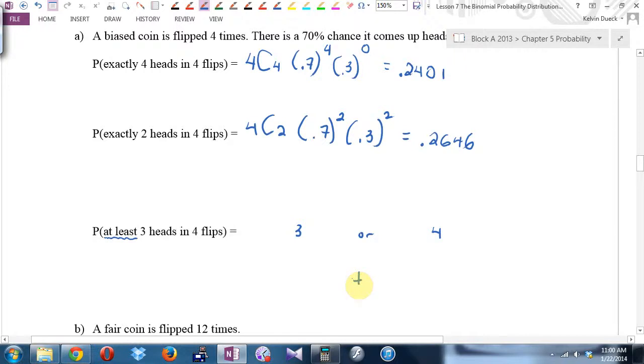Now, four I already did up here. Yes? So I'm just going to drop the 0.2401. Yay! Three is going to be four flips, choose three. 0.7, three of them. 0.3, one of them.